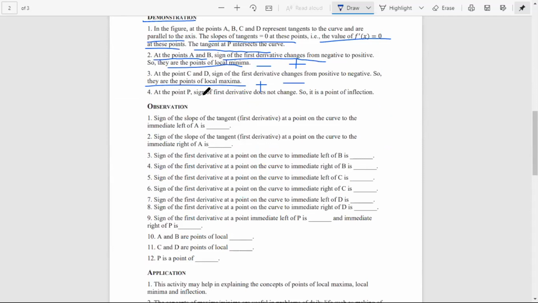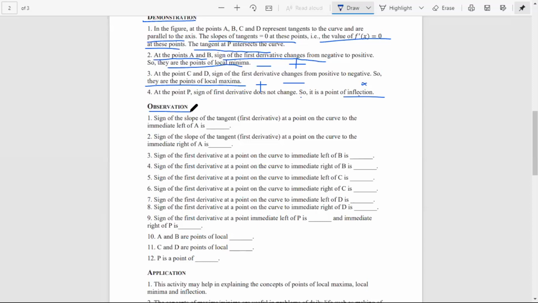But at point P, what? There is no change in sign, right? If it is positive, then positive. Here in this case, it is positive to positive. So there is no change in sign. So it is a point of inflection. And see, point of inflection, in some places you'll find the spelling, as I've told you earlier also, INFLEXION. Instead of CT, X is there. Okay, clear?